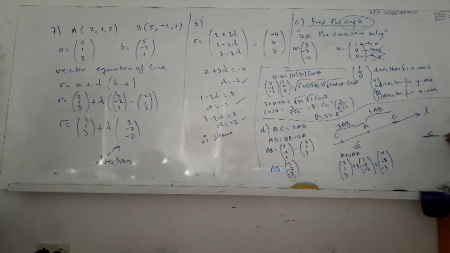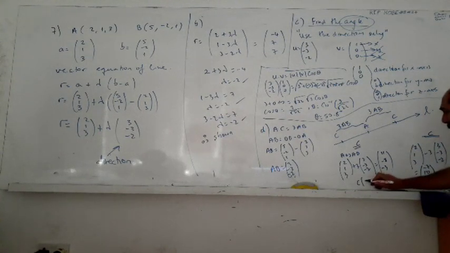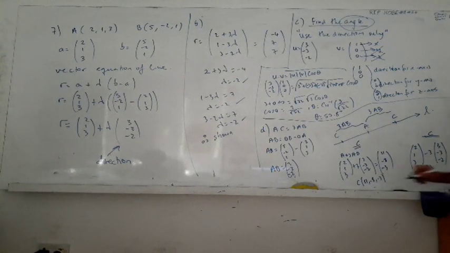Or coordinates of C will be calculated by subtracting 3AB from A. Which will be equal to, so either this is AB, these are the coordinates of C, or minus 7, 1, and 9 are coordinates of point C. And this is the answer for question 7. If you have any questions, you may ask.